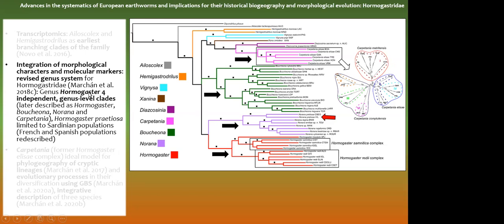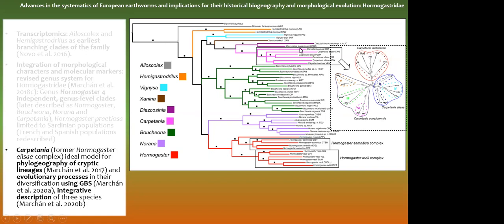The previous genus Hormogaster was divided into Hormogaster sensu stricto, Ailoscolex, Norana, and Carpetania. And also, we found that the species Hormogaster praetiosa should be limited to the specimens in Sardinia, and that the French and Spanish populations called Hormogaster praetiosa were actually different species, and they must be described as such. And currently we have advanced a lot on that front.